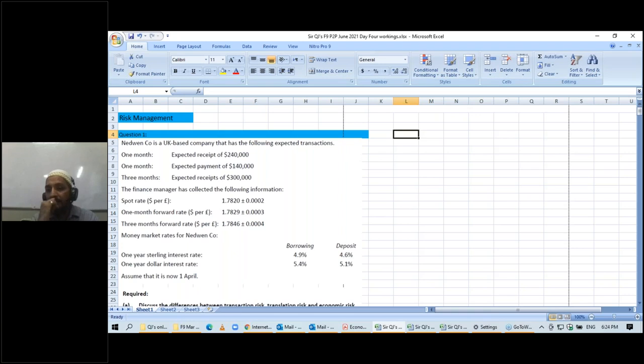Now what is hedging? Hedging is making that cash flow smoother, mitigating that risk of fluctuating cash flow, and making the cash flow that will occur in the future certain and fixed.